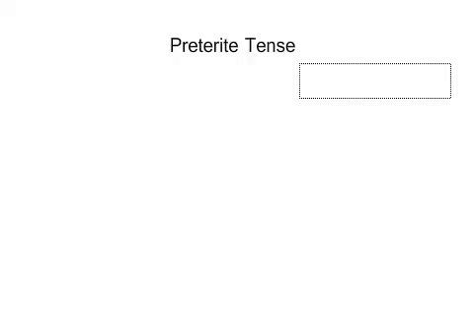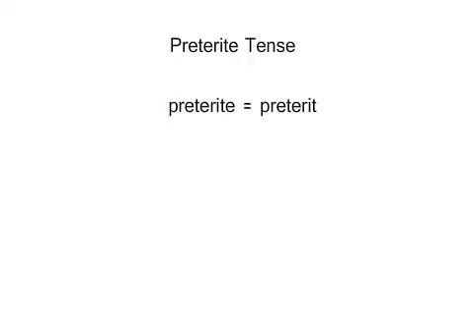Before we really get into it though, we should mention that there are two ways to spell the word preterite. If you're studying in other places, you might see it written without the E on the end, or you might see it written with the E on the end. We definitely see it both ways. Both ways are considered acceptable, so don't let that throw you off.